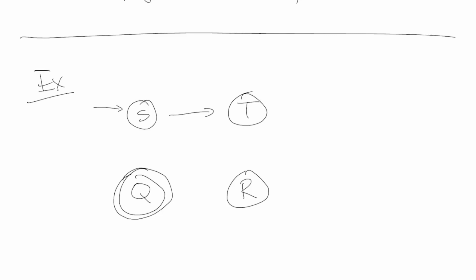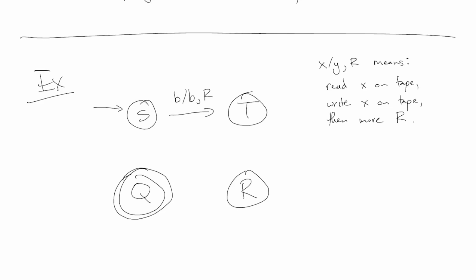And the arrows here are labeled like this. So that arrow I labeled B/B, R. So if you see a label like X/Y, R, this means the head at this point should be reading X on the tape. Remember what the head does in each step. It reads the thing, it changes what's on the tape. So this means read X on the tape, write Y on the tape, and then move to the right. That R there can either be an R or an L. And the X and the Y are individual letters.